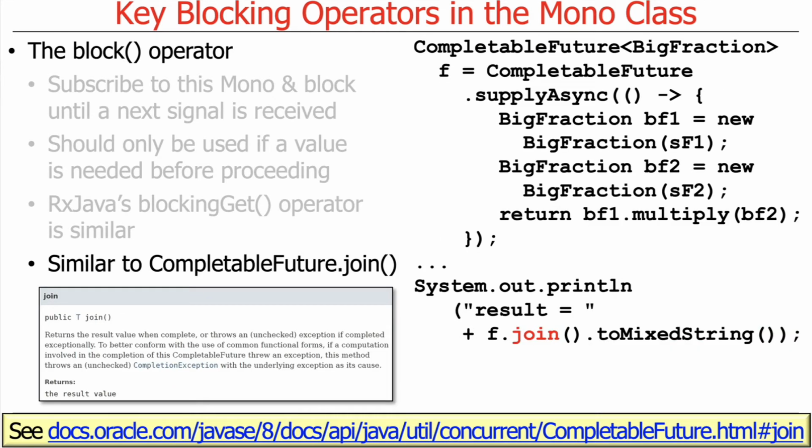As I mentioned before, block, the non-timed block, is very similar to CompletableFuture join. So here's a similar example where we've got something running asynchronously in the background as a result of calling supplyAsync, and then we say print the results, f.join, that'll block until that computation is finished.